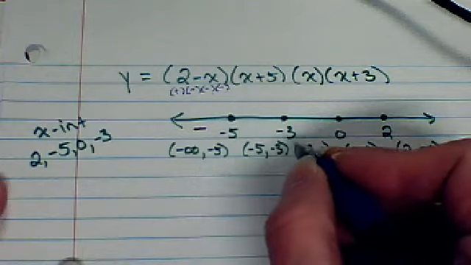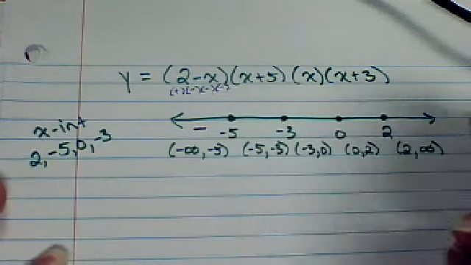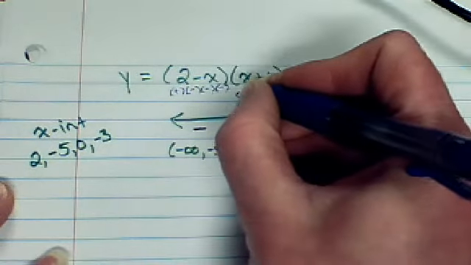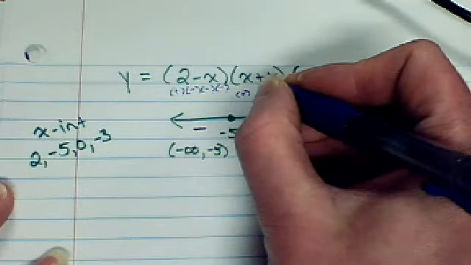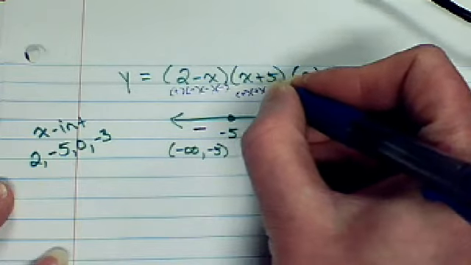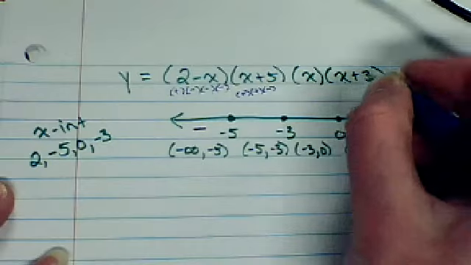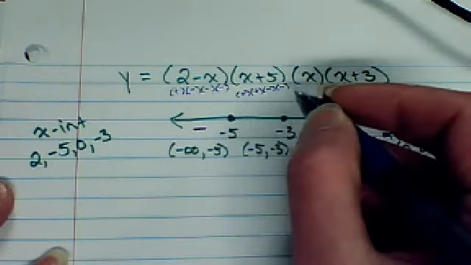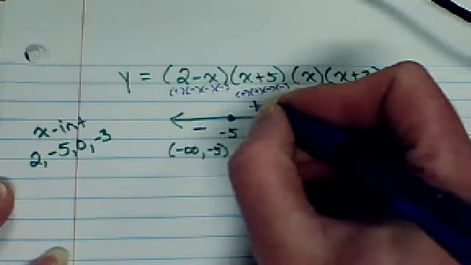Something between negative 5 and negative 3. Well, negative 4 sounds good. 2 minus a negative 4 is positive. Negative 4 plus 5 is positive. Negative 4 plus 3 is negative. Two negatives means my result is going to be a plus.